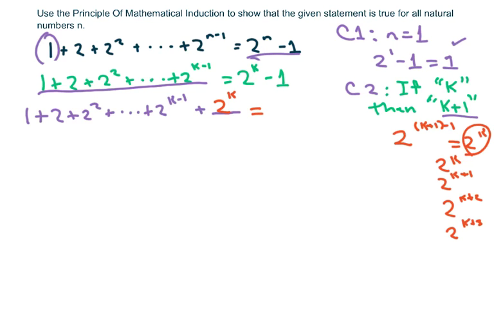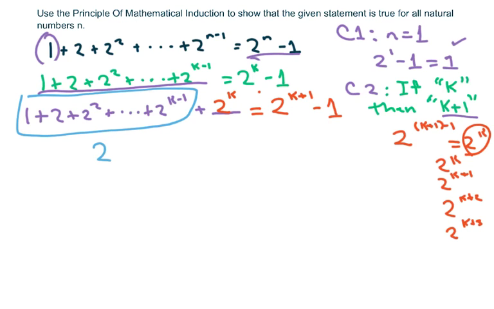So the sum would now be 2 to the k plus little 1 minus the big 1. Okay? Now this equals 2 to the little k minus the big 1 plus 2 to the k. So now here's the rub right in here. This is where the students get confused. I have 1 here and 1 here. I have 2 times 2 to the little k. I have 2 of these.